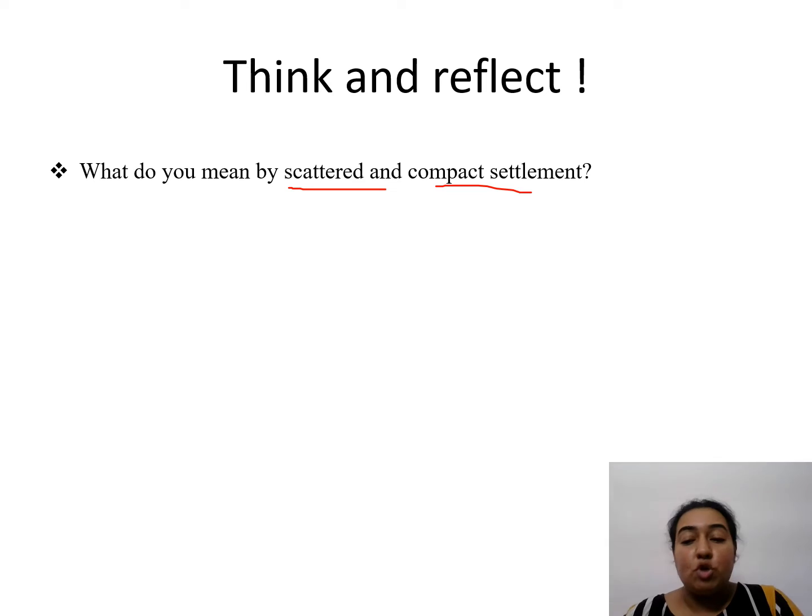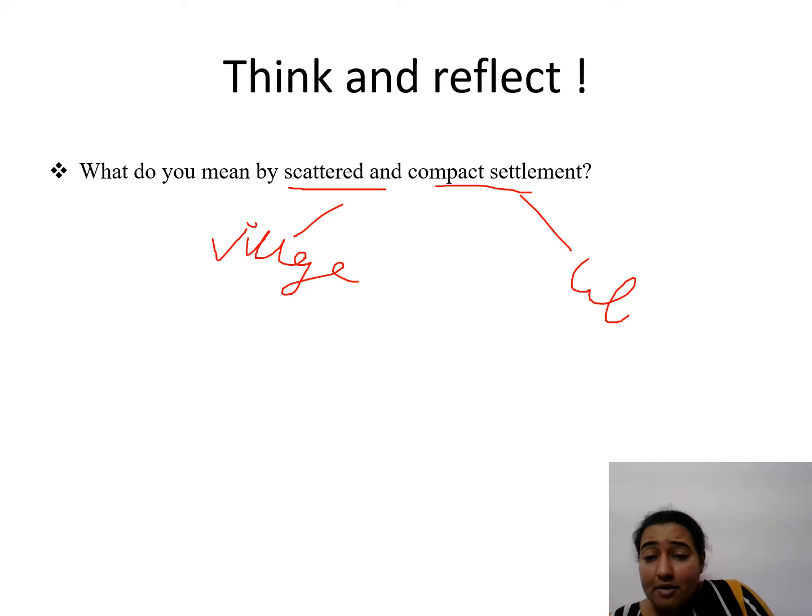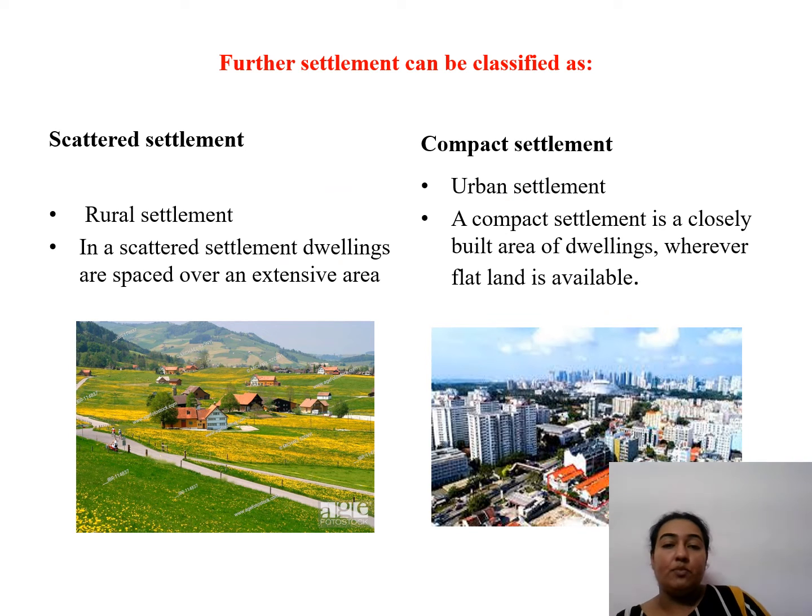We just now saw that there were 2 pictures, one was having दूर दूर घर थे, mountains थे. So that is known as scattered settlement. So they are found in the village area. Fine. What do you mean by compact settlement? कहाँ पे मिलते हैं नजदीक घर में, जहाँ पे places नहीं होती और घर बनाने की? They are found in cities. Fine. So these are the 2 differences between compact and scattered settlement.